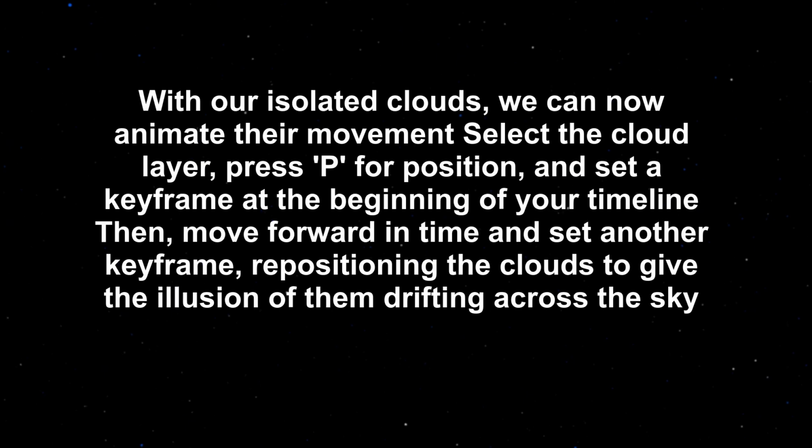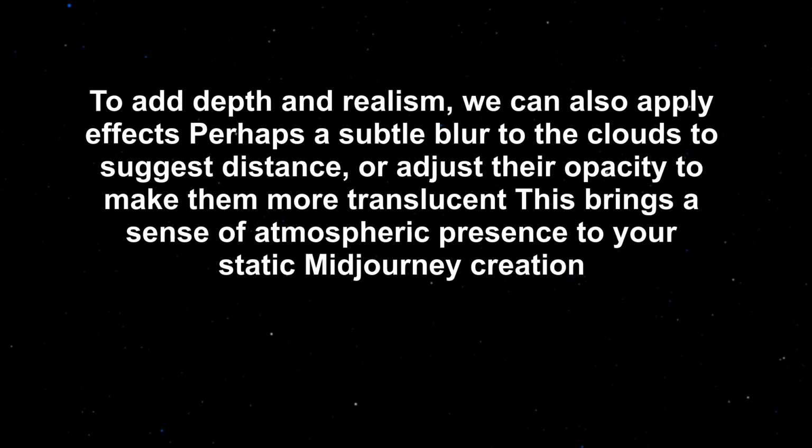With our isolated clouds, we can now animate their movement. Select the cloud layer, press P for position, and set a keyframe at the beginning of your timeline. Then, move forward in time, and set another keyframe, repositioning the clouds to give the illusion of them drifting across the sky.